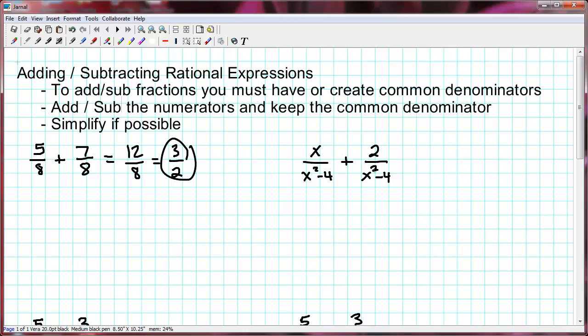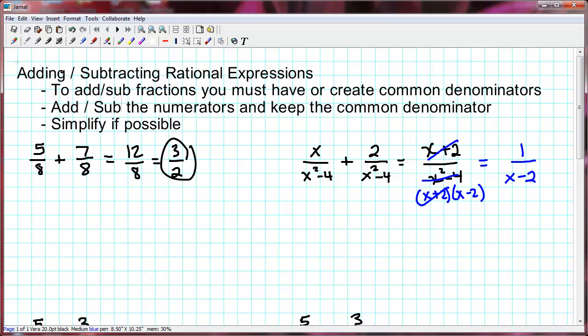Likewise, when we have x's, we here have a common denominator. So we add across the top and put our common denominator. Now, to determine whether or not we can simplify this, we need to factor the bottom. The bottom factors into x plus 2 and x minus 2. It's a difference of 2 squares. And now we can see that we can cancel the x plus 2, and our final answer would be 1 over x minus 2. Okay, so these already had common denominators, and we just had to work the process.